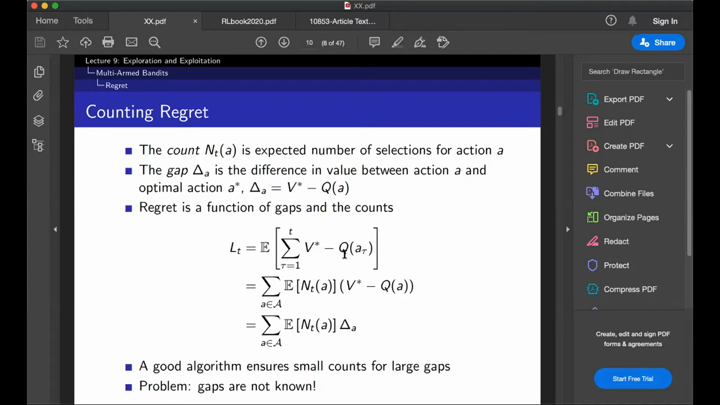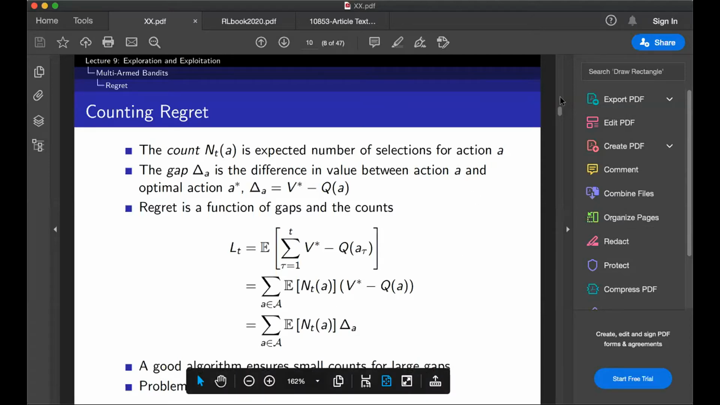What David Silver talks about here is that any good algorithm is going to ensure that wherever you have large gaps, you're not trying that out way too many times. If you're trying it way too many times, guess what? Your regret is going to go for a toss. But that's not a good exploration-exploitation balance. You don't have a good balance of exploration and exploitation at that point of time.